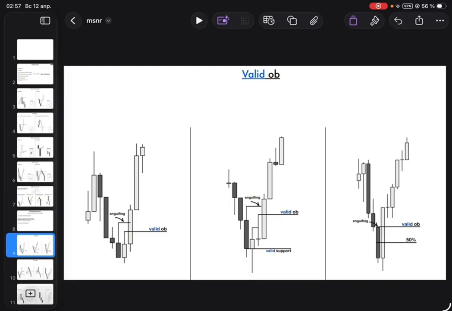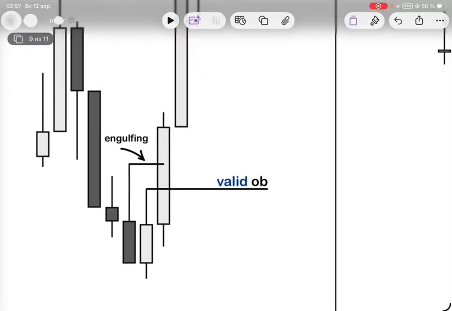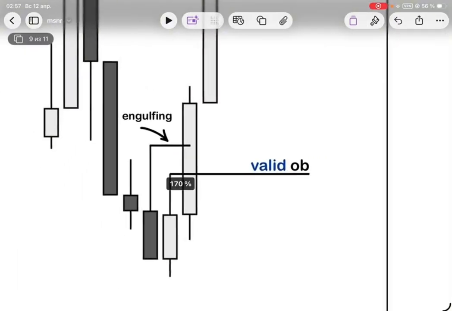Pay attention to this picture, valid order block. The last candle.